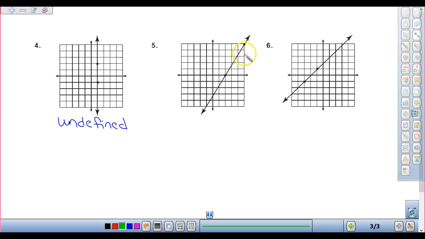And then over here, we've got our triangle. What's my rise? 5. And my run is? 3. Okay, is it positive or negative? Positive, and my fraction's going to be? 5/3.